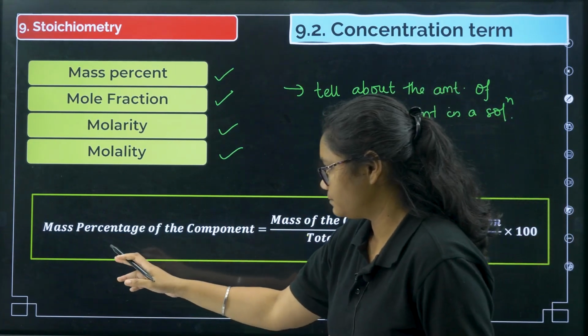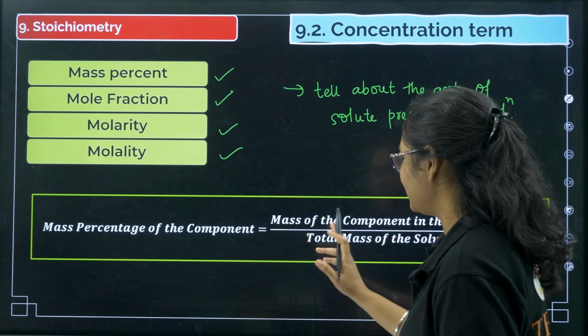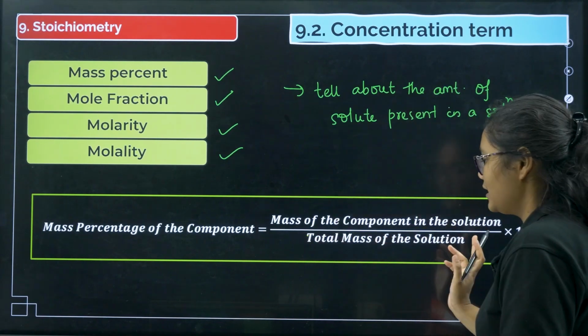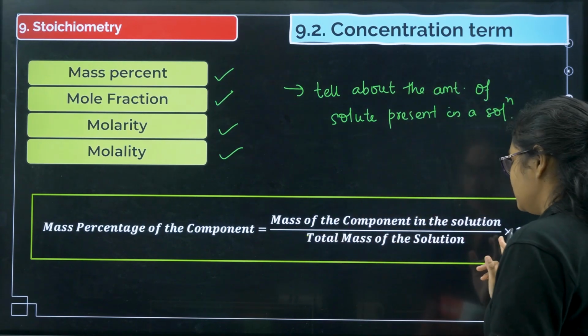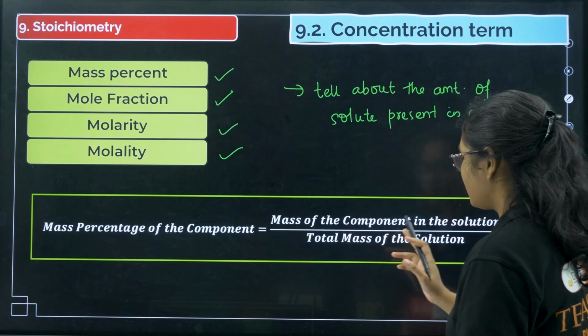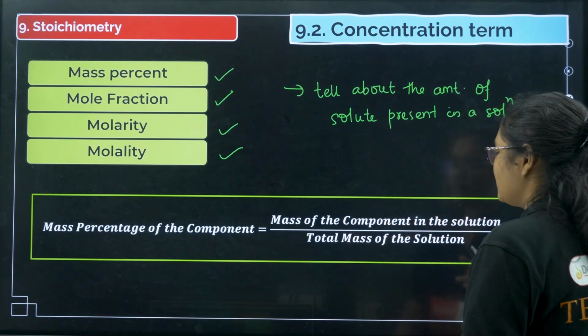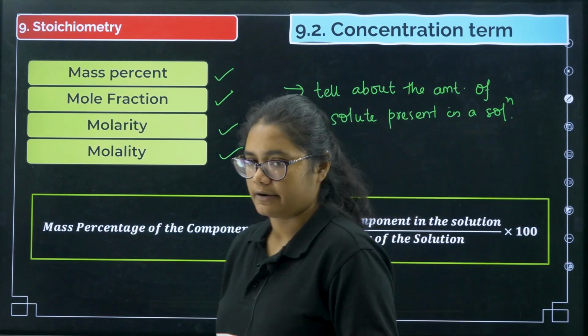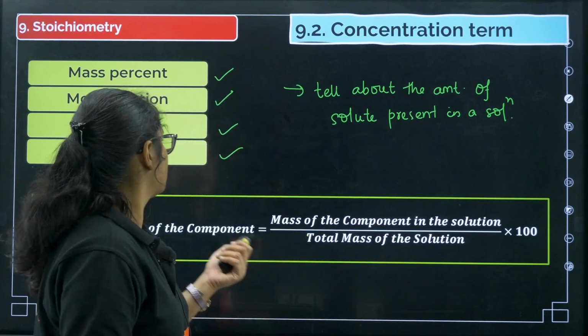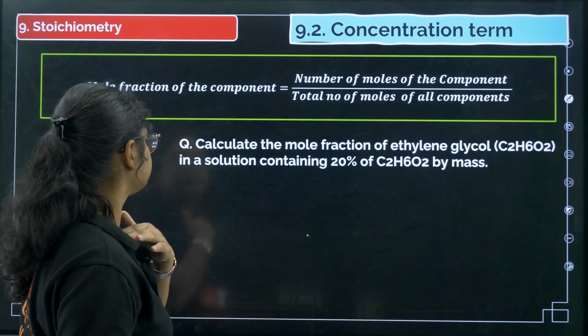So in mass percent, if I want to calculate, the formula is mass of the component in the solution divided by the total mass of the solution into 100. Okay, mass of the component in the solution divided by the total mass of the solution into 100. Now let us see the next one, that is mole fraction.